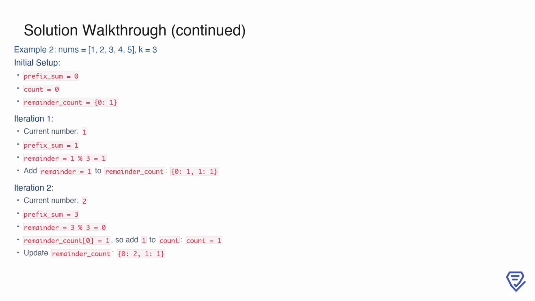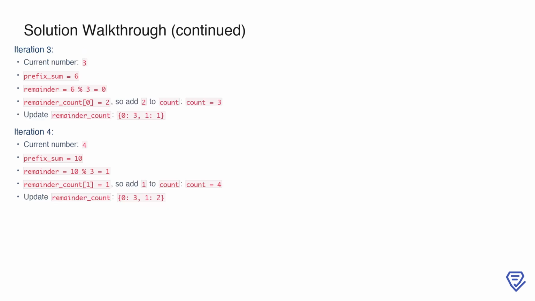For the second number, 2, prefix_sum becomes 3. The remainder when 3 is divided by 3 is 0, and remainder_count shows that this remainder has occurred once before. This indicates one subarray ending here with a sum divisible by 3. Adding 1 to count makes it 1, and we update remainder_count to 0, 2, 1, 1.